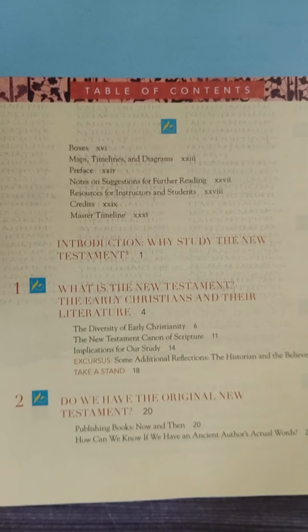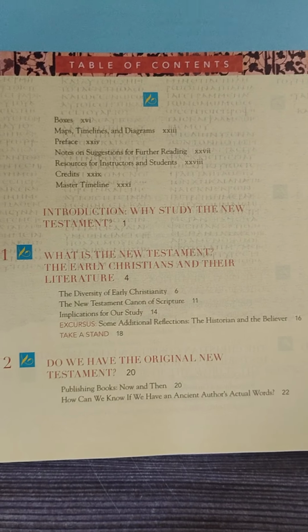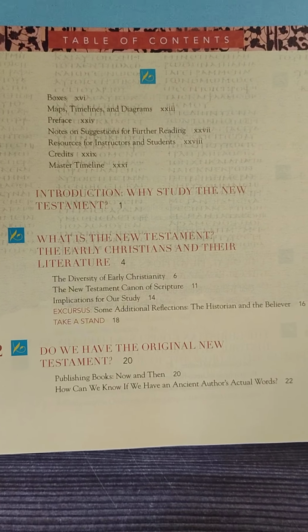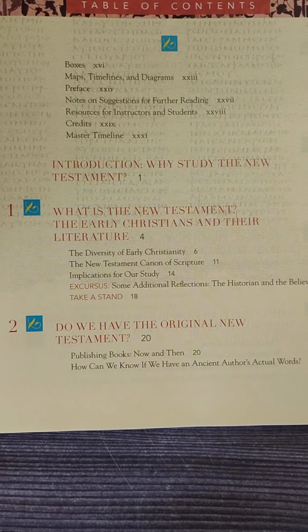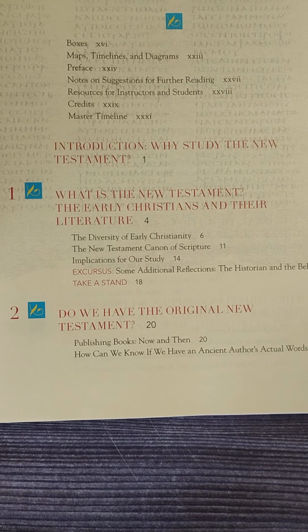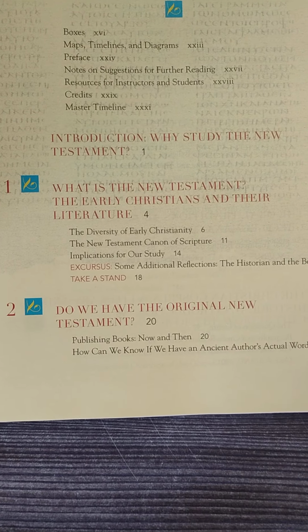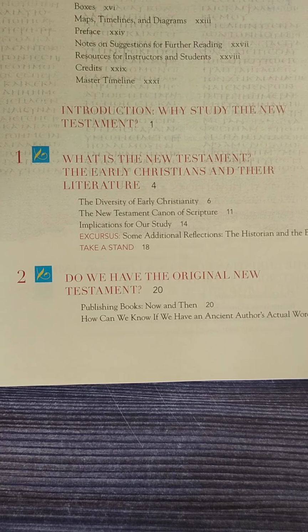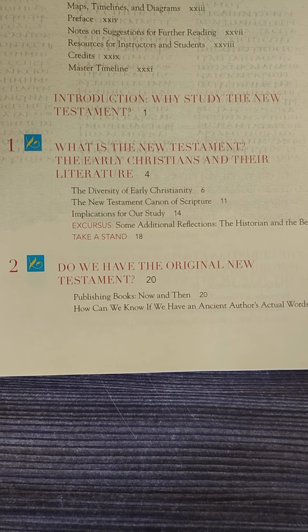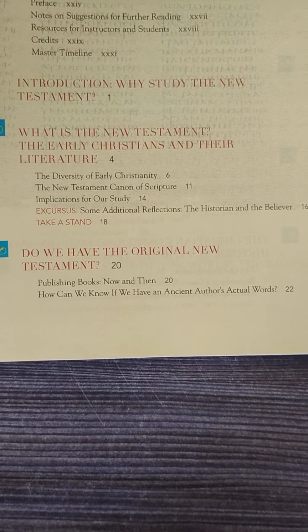So here's your table of contents. I always like to show the table of contents so you can know exactly what's inside of the book. All right. So in chapter 1, you can read about the diversity of early Christianity, the New Testament canon of Scripture. Chapter 2, we have publishing books now and then. Let's flip the page.